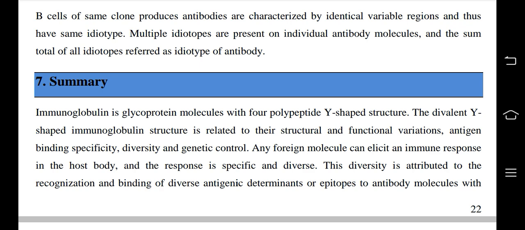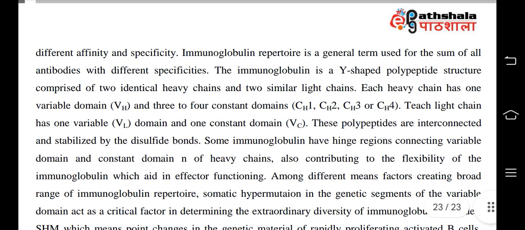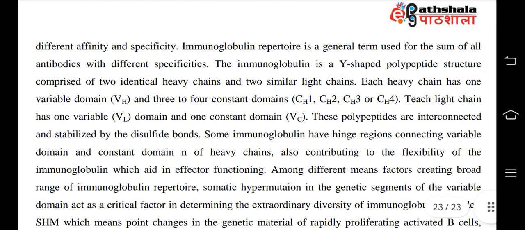Any foreign molecule can elicit an immune response in the host body, and the response is specific and diverse. This diversity is attributed to the recognition and binding of diverse antigenic determinants or epitopes to antibody molecules with different affinity and specificity. Immunoglobulin repertoire is a general term used for the sum of all antibodies with different specificities.